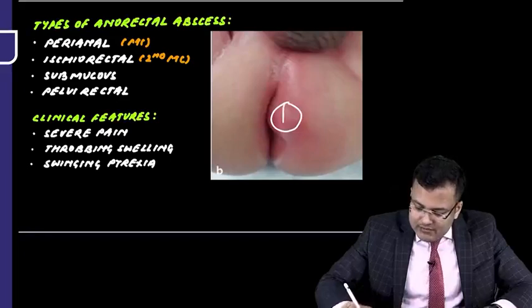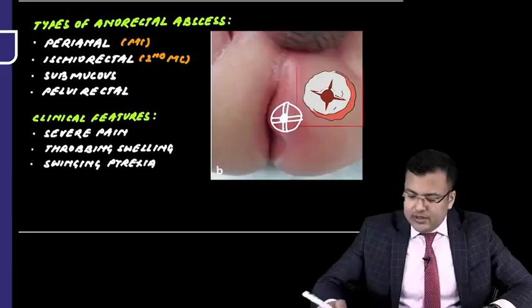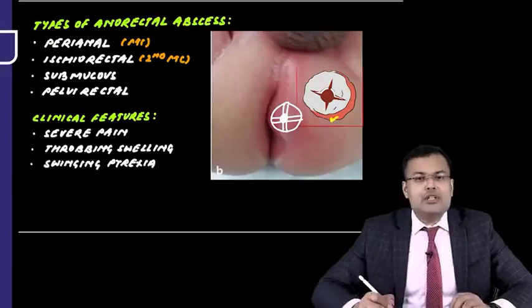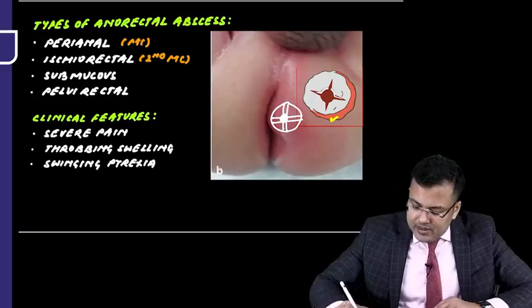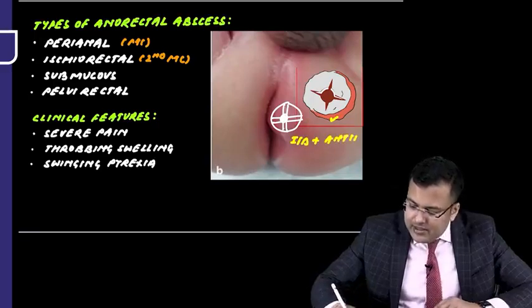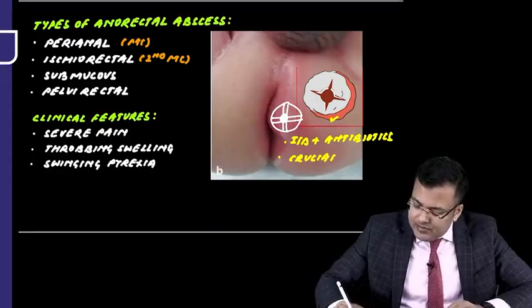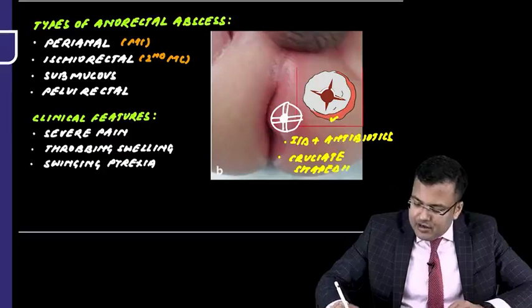And what kind of incision do we have to give? Crisscross incision. So this is known as what? Cruciate shaped incision. Why? Because the central part of skin is excised. In this image, you can see how this cruciate shaped incision looks. So what is the treatment? Treatment is incision and drainage plus antibiotics. And what kind of incision? We give cruciate shaped incision for anorectal abscess.